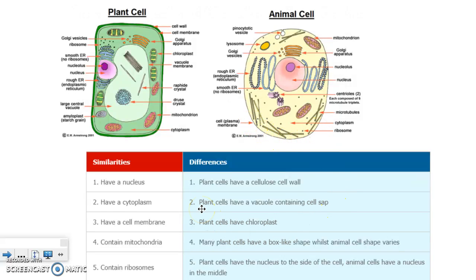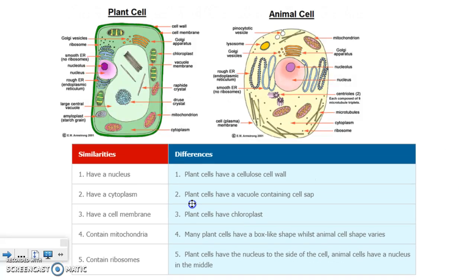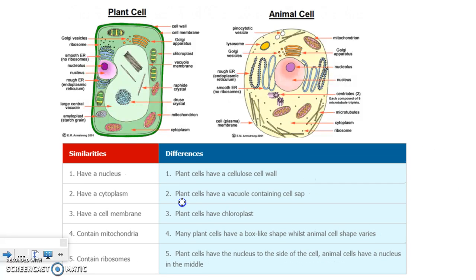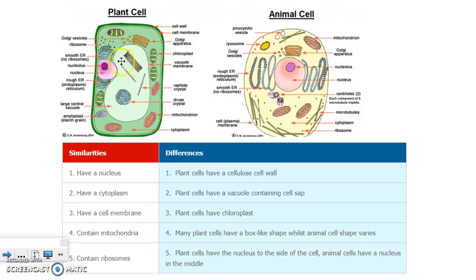Second difference is plant cells have a vacuole containing cell sap. And this structure in the middle here is the vacuole. Now, some animal cells have a vacuole, but it's very small. But plant cells have a large vacuole, and it's right here in the middle.